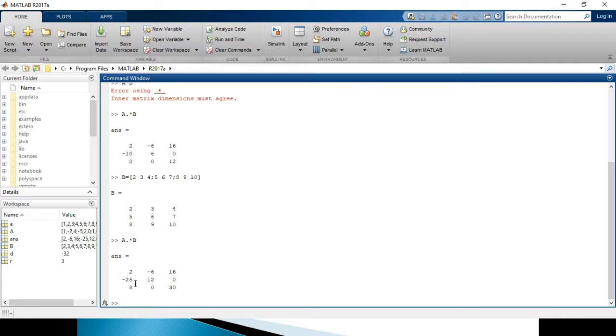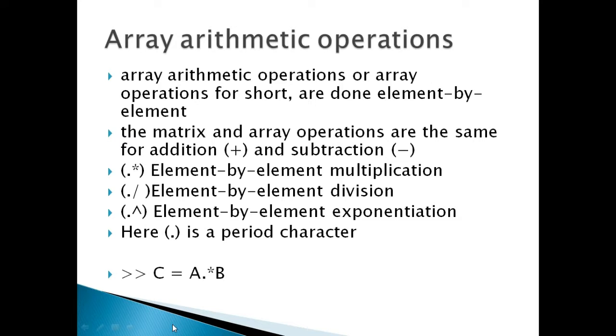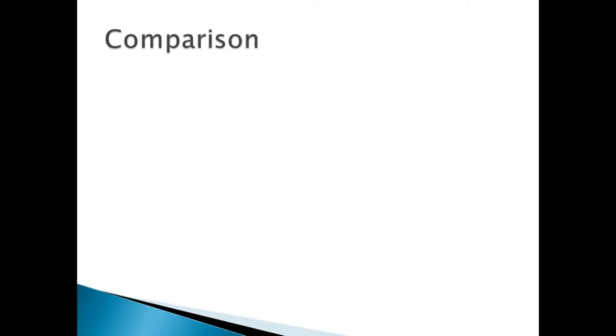I hope here you understand what I am going to tell you about the element by element method. That means A of ij will be multiplied by B of ij. I hope you understand this very clearly. So let's move on to the next topic, that is the comparison between the matrix operation and the array operations.